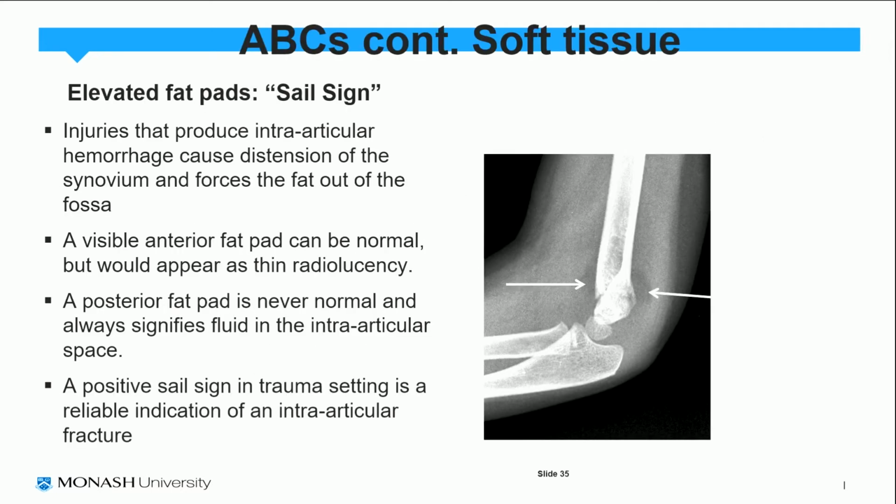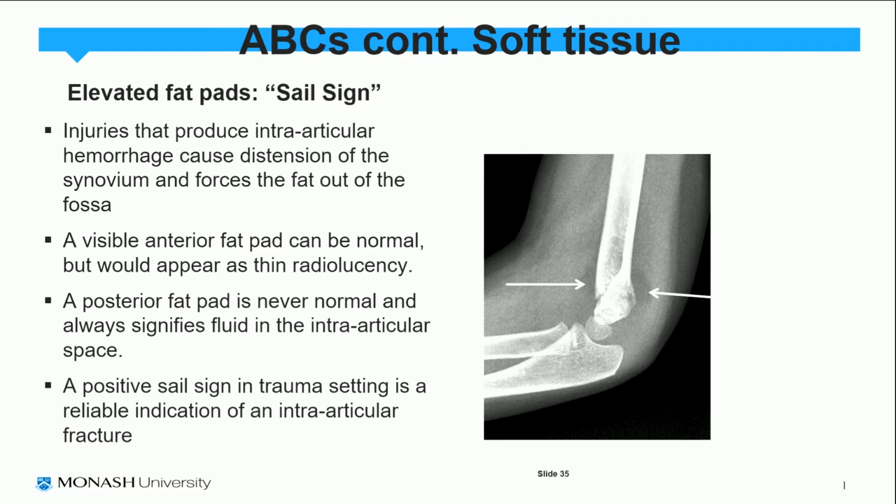Now, soft tissues are quite important in the elbow. Elevated fat pads, another name that they use for that, is a sail sign. Injuries that produce intra-articular hemorrhage will cause distension of the synovium, and that will force fat out of the fossa. A visible anterior fat pad can be normal, but normally the anterior fat pad will not be elevated dramatically, and it will only appear as a thin radiolucency.